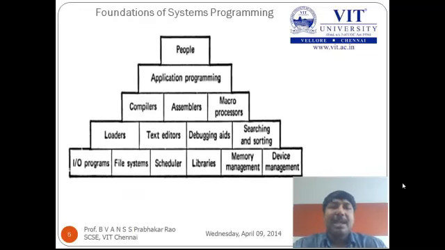As people, we are developing application software, but most of the time it is in a high level programming language, which cannot be understood by a system or a machine, so we have to use a compiler, an assembler, a microprocessor, a loader, a text editor, a debugger, etc., and a file system and memory management system. So this is the overview of the main system software or system programming.